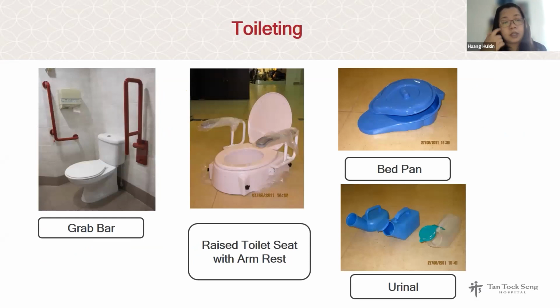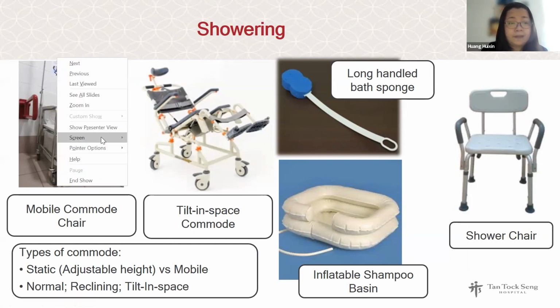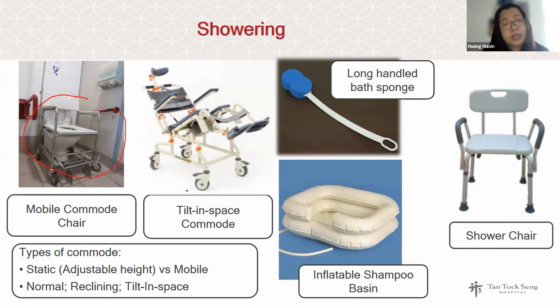Okay, so these are the grab bars that we are looking at. We can also suggest raised toilet seats with armrests, especially for patients that have difficulty with sit to stand as the disease progresses. Okay, a bedpan for them to pass urine in the bed, or a urinal. And so this is what I mean by the shower commode. Basically, for shower commodes, we look at whether they are stationary or mobile, whether it can be a normal commode like what is shown here, and also whether it can be a tilt in space commode.